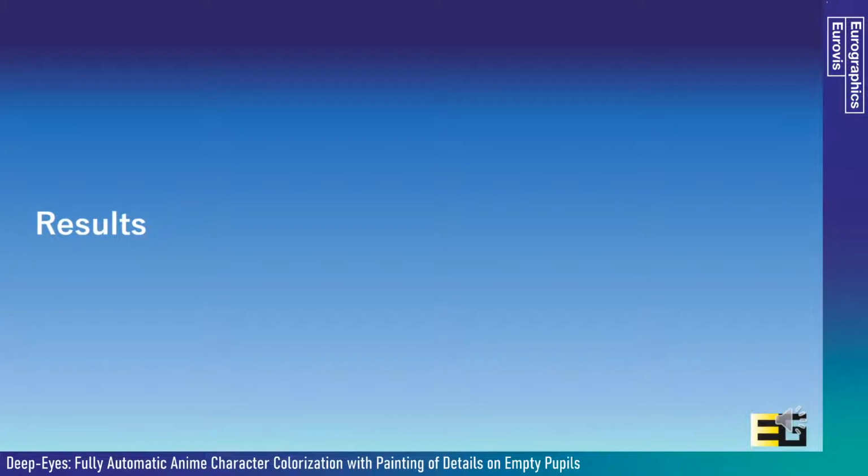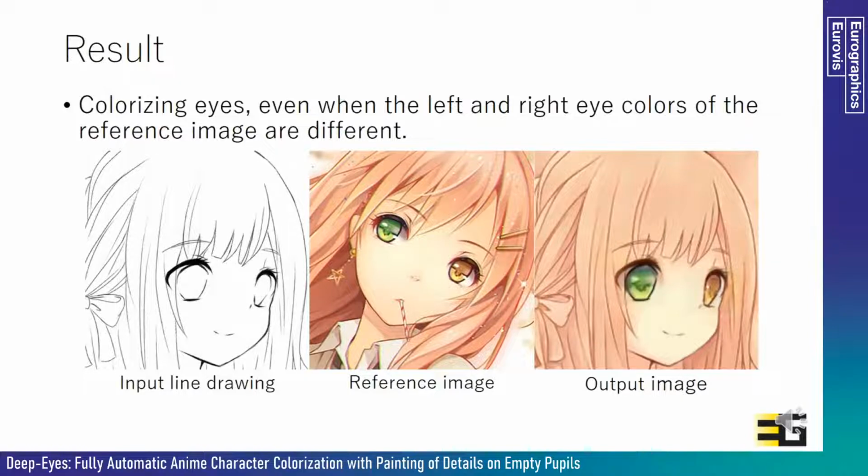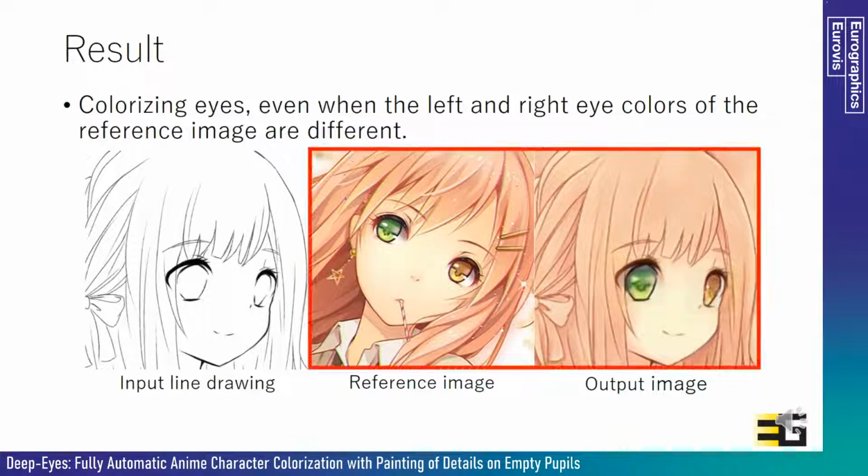In this section, we show colorized images by our system, and compare our method with previous methods. The output image is our method's result. Our system could colorize the input line drawing with color from the reference image and transfer pupil details from the reference image. The proposed method enables highly accurate colorization of the eyes, even when the left and right eye colors of the reference image are different.